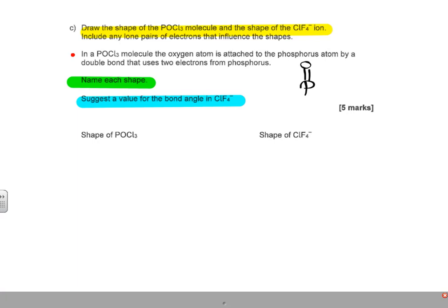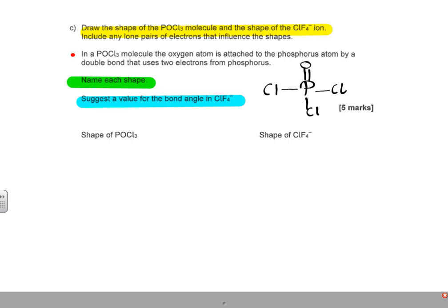Now that uses 2 electrons from phosphorus. Phosphorus is in group 5. 2 of the 5 electrons are already involved in bonds. That leaves obviously the 3 remaining electrons to bond to the chlorine atoms. So POCl3 has this sort of structure.